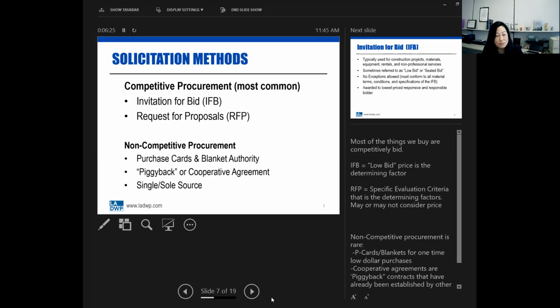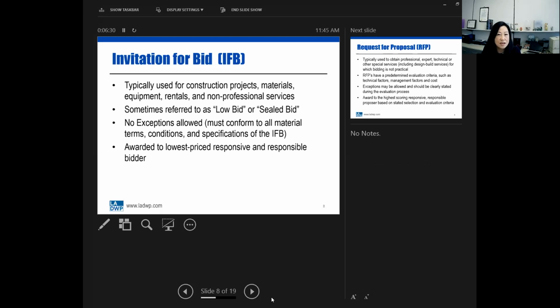So I'm going to talk more about the competitive procurements, the IFBs and the RFPs. So what's the difference? I think it's important to know when you're bidding on it. The IFB is typically used for construction projects, when we buy materials, rentals, or non-professional services. And sometimes that's called the low bid or the sealed bid. This is the one that everybody always jokes about: oh, it's the low bid, the cheapest thing that we can get. And it's really based on price. The award will go to the lowest price bid. The responsive and responsible bidder will win that contract.